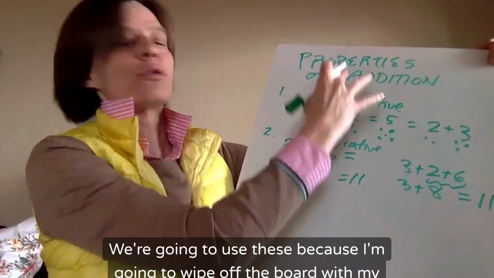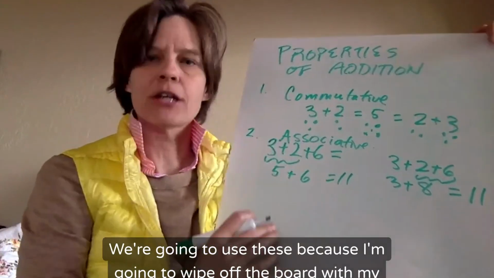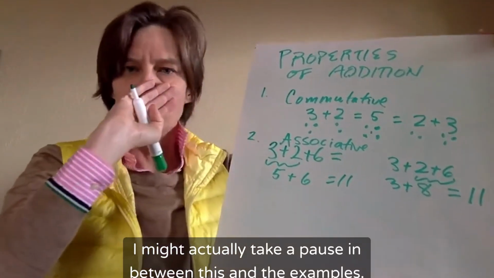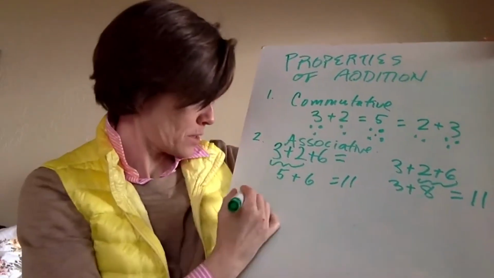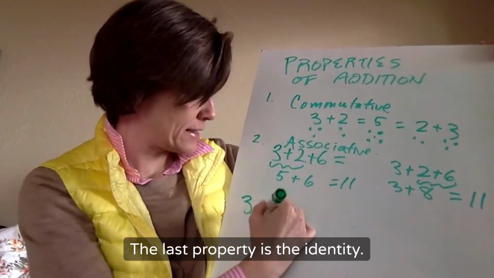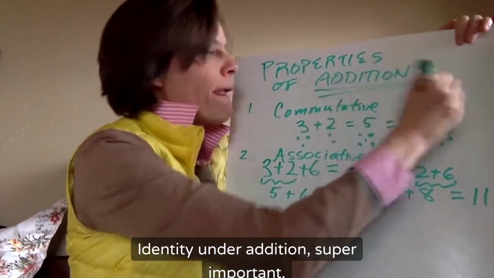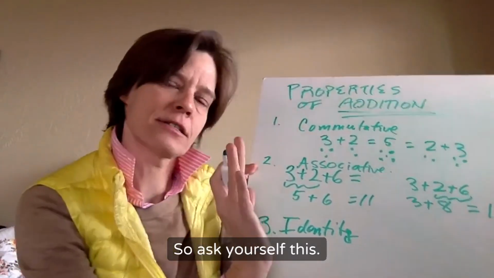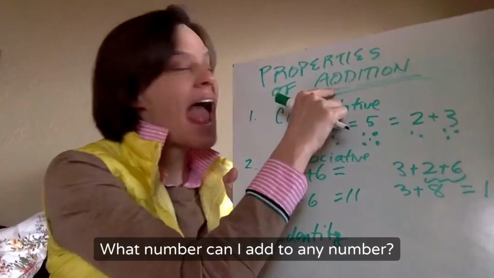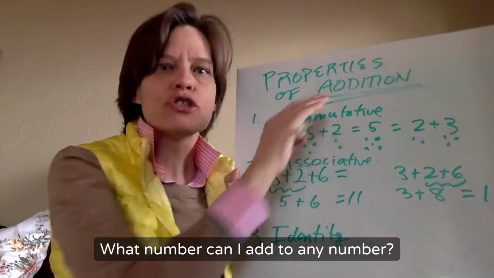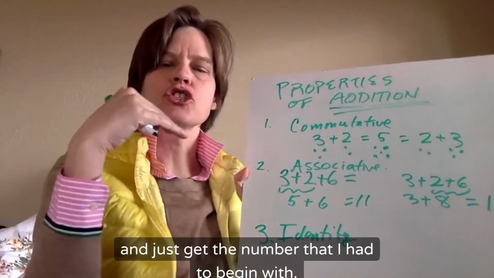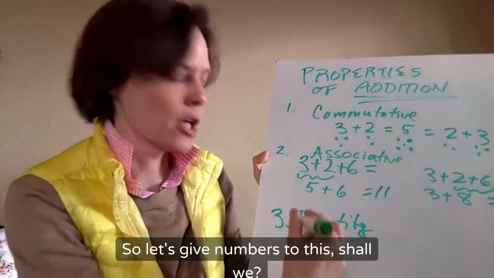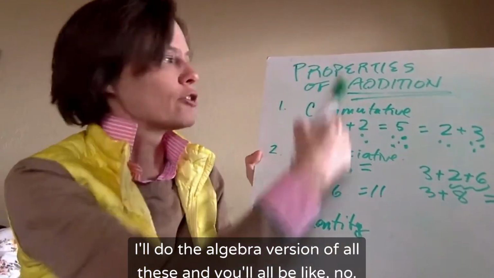We're going to use these because I'm going to wipe off the board with my magical sock and we're going to do some examples. I might actually take a pause between this and the examples, but the last property is the identity. Identity under addition. Super important. So ask yourself this. What number can I add to any number and just get the number that I had to begin with? So let's give numbers to this, shall we? And then we'll do the algebra version of all these.